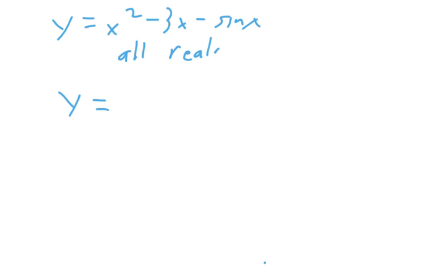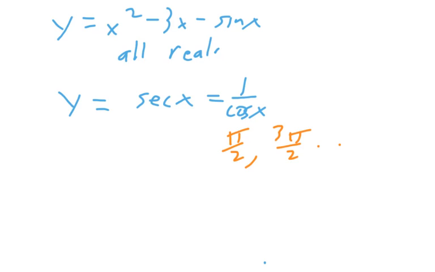If I wanted to do y equals the secant of x, which is the same as 1 over cosine, I would have to talk about where the cosine of x equals 0, and that happens at pi over 2, and again at 3 pi over 2, and that way negative pi over 2, and negative 3 pi over 2, and that way, and here is where all of the discontinuities occur.